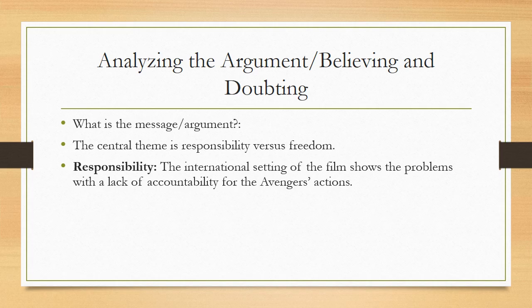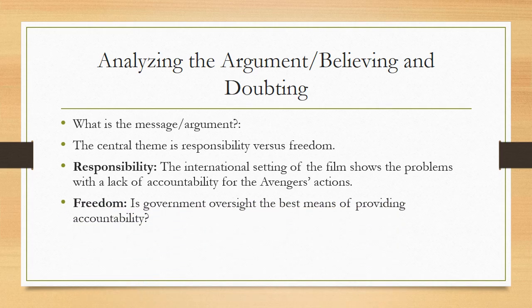I don't think anyone argues that the Avengers need some form of accountability. But what kind of accountability do they need, and what is going too far with that? That's Cap's argument back. So on the other end of the spectrum, you have freedom. Is government oversight the best means of providing accountability? Cap likes to say throughout the film several times, so this is almost like a key phrase, I believe the safest hands are still our own.